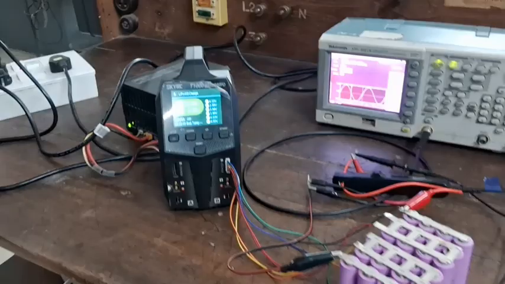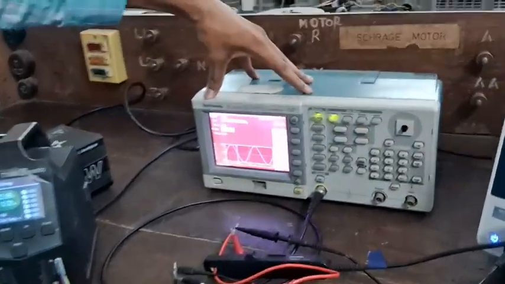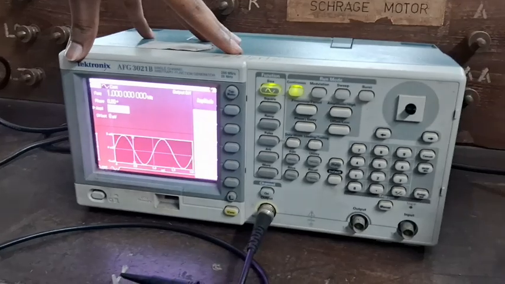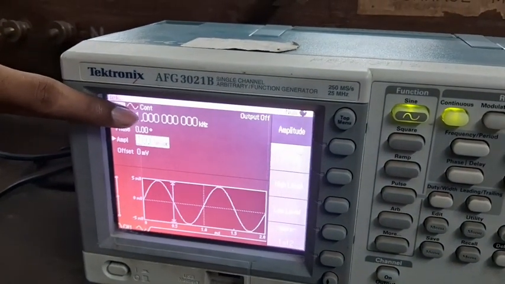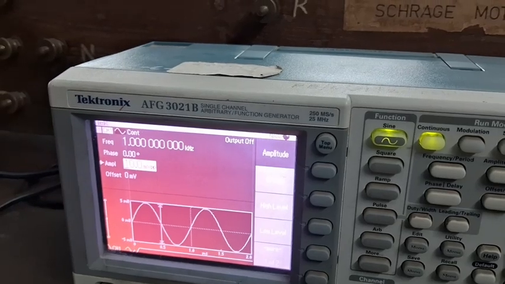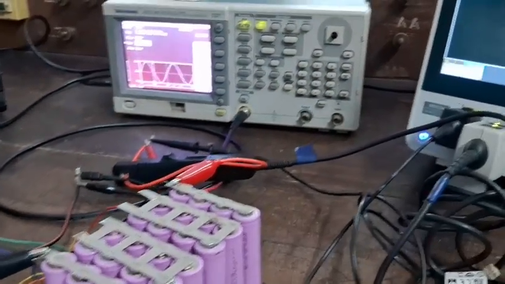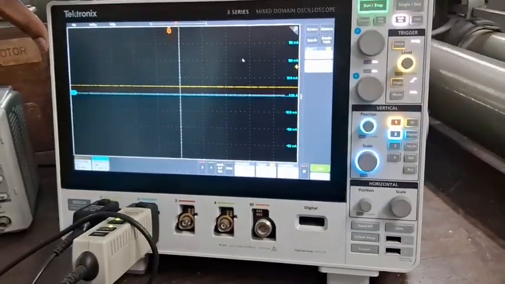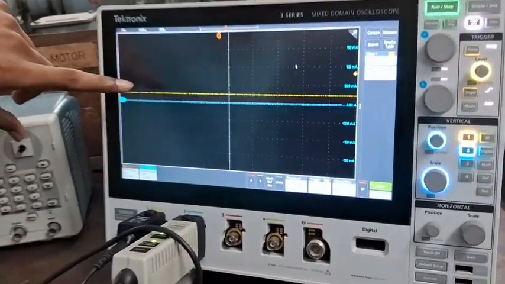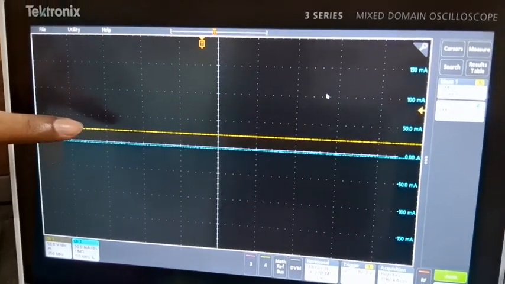Now I have connected this battery pack with this function generator. What this function generator does is it injects a 10 millivolt 1 kilohertz voltage into our battery pack, and after that we get the output of the voltage and current on this DSO. So you can see on the screen of the DSO there is one voltage waveform, a DC voltage waveform, and a current waveform.